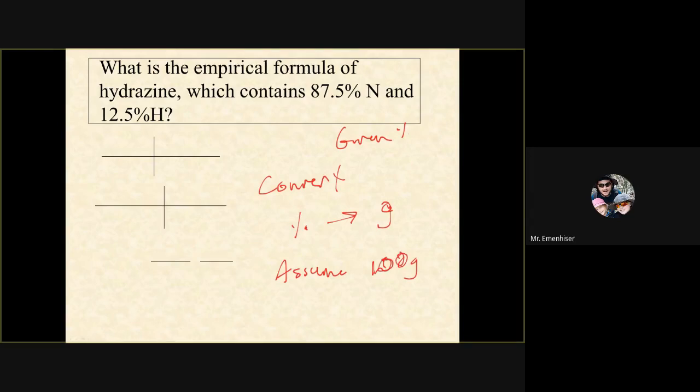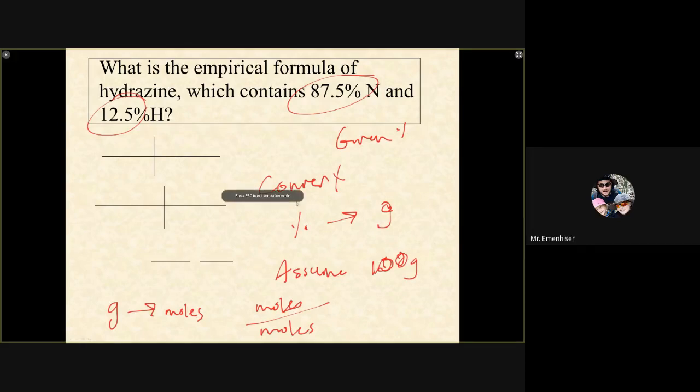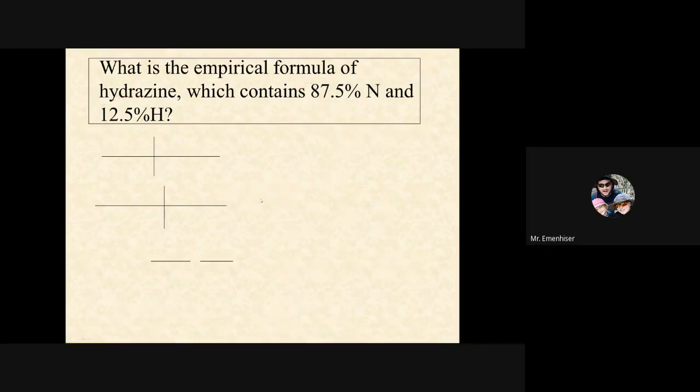If I have a 100-gram sample in this example, you can do that. You could assume you have 100 grams. If so, 87.5 grams are nitrogen and 12.5 grams are hydrogen. So we're going to assume that. We're going to go from grams to moles. And then we're going to take the moles and divide by the moles, just making sure that the one on bottom is the smallest, and we'll get our mole ratios, and that's our formula. Empirical formula, that is, not molecular.